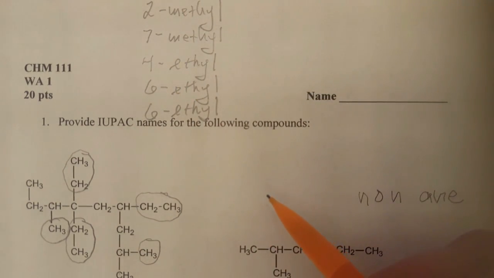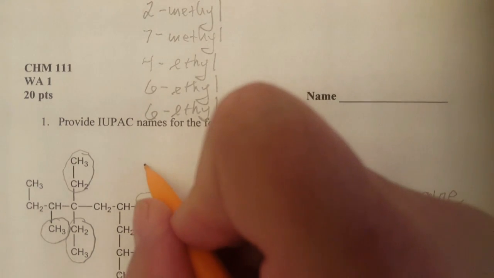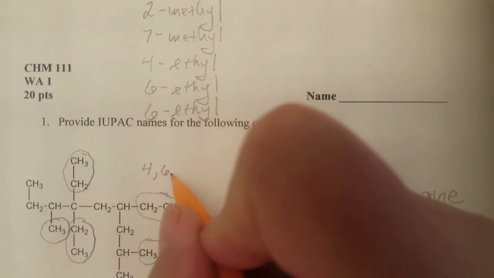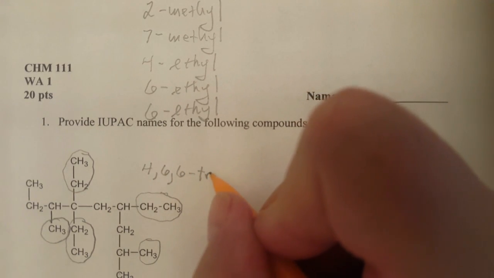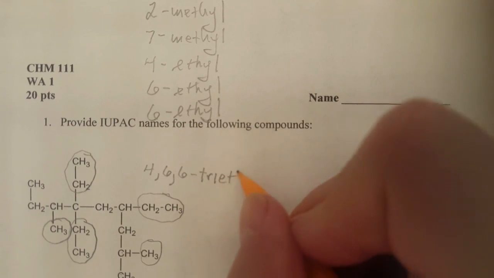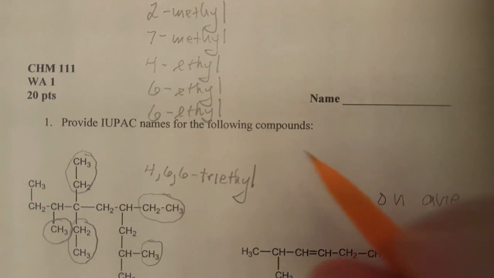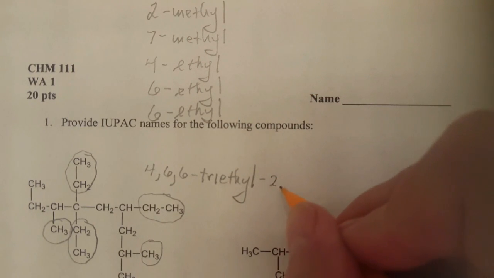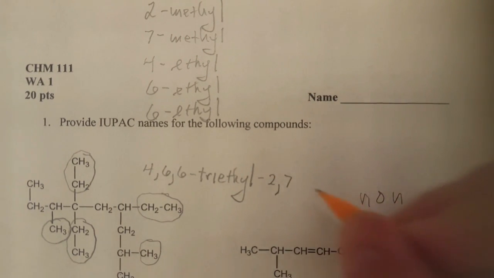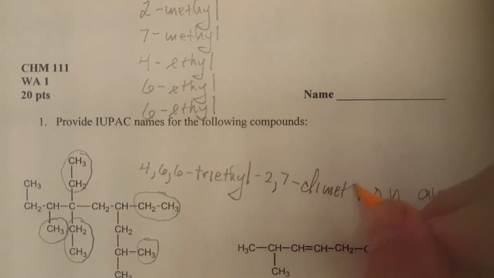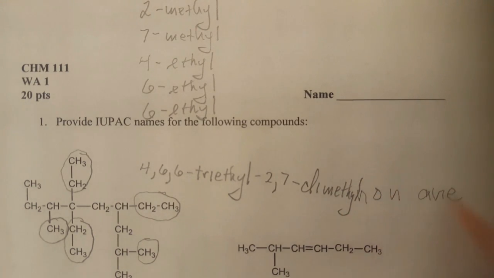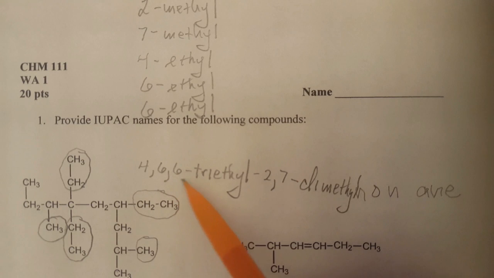So E comes before M, so this is going to be a 4, 6, 6, tri-ethyl, and a 2, 7, dimethyl nonane. So this is 4, 6, 6, tri-ethyl, 2, 7, dimethyl nonane.